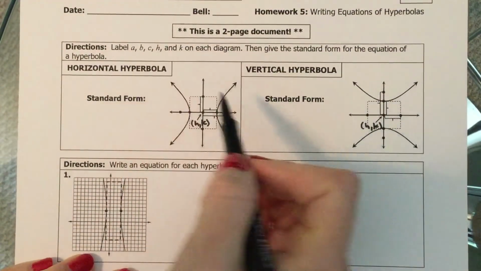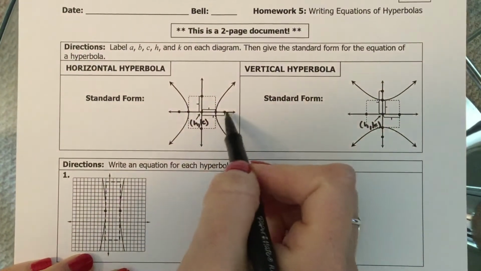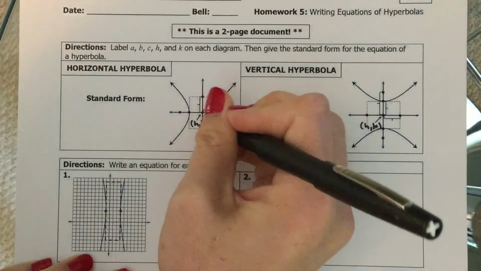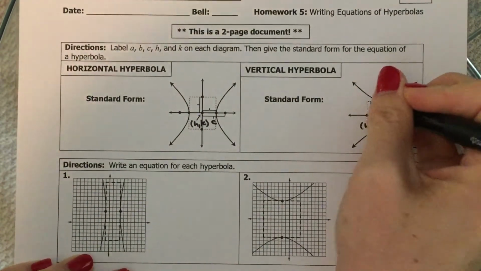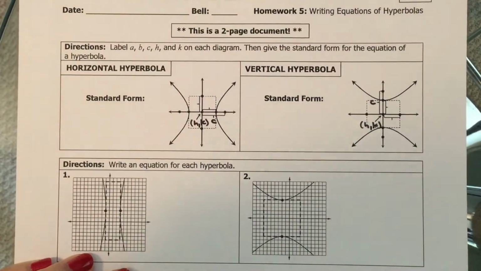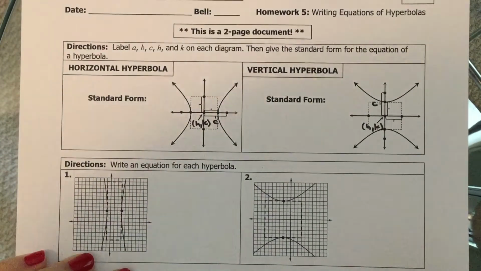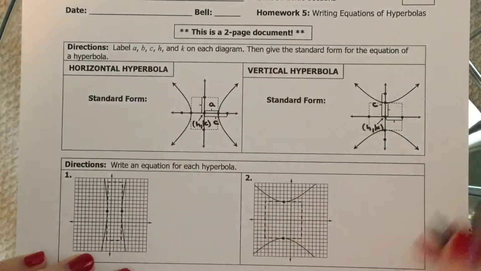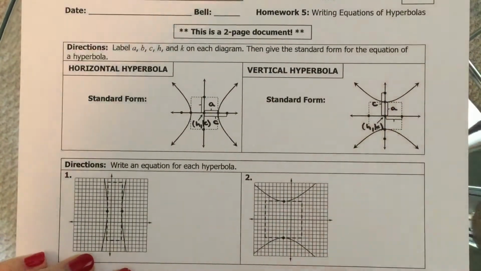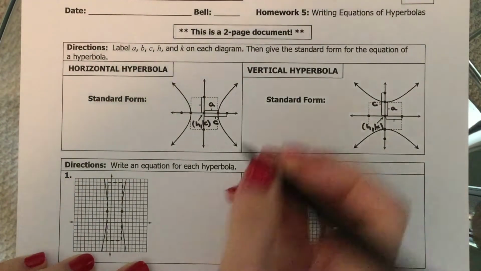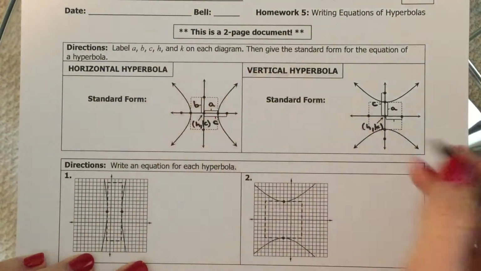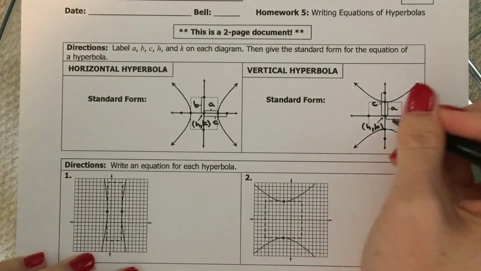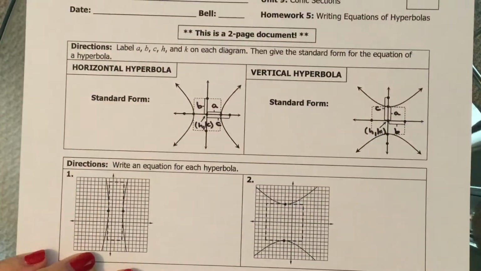C always goes to each focus. That one's pretty straightforward because the focus is on the outside. So that's your C with this one, and then this is your C with this one. Now remember, A goes to your vertices. So this would be A in this one, and this would be A in this one. And then B goes to each co-vertex, the direction that's not headed towards the hyperbola itself.